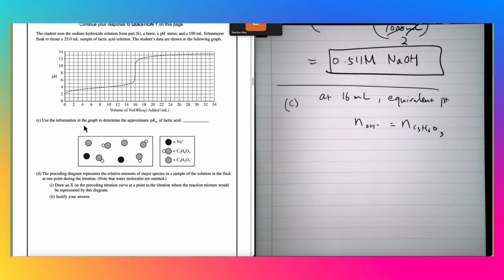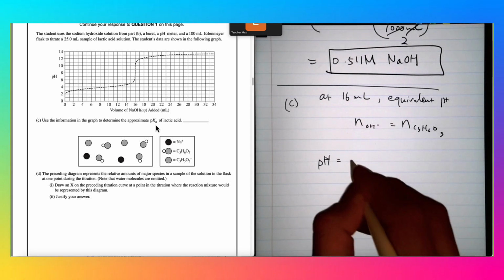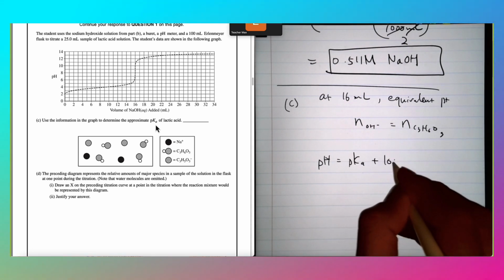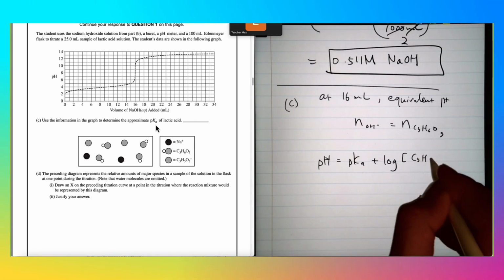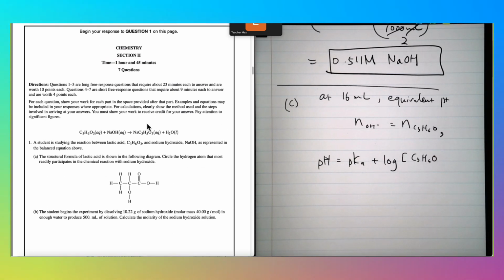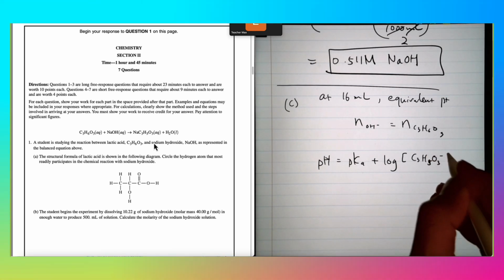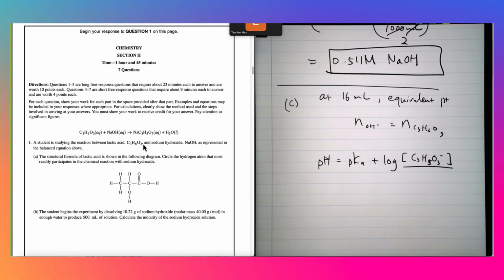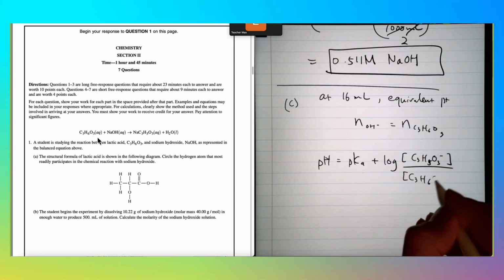Alright, but we have to find out the pKa of the lactic acid. So if you want to find the pKa, the good information we can pull out is the Henderson-Hasselbalch equation. So pH equals pKa plus log of the conjugate base, C3H5O3 minus, over the acid, C3H6O3.